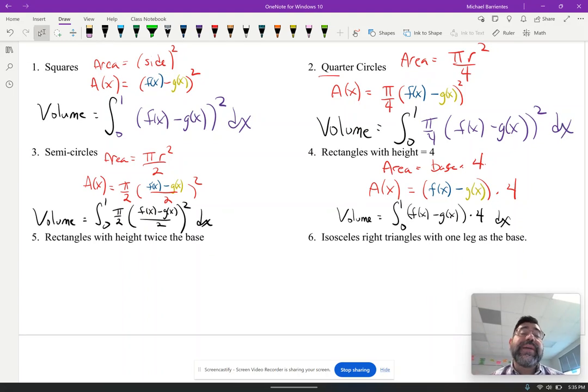Do you see how it all depends on what the shape of my cross-section is? That's going to determine how I'm going to set up my area function, and then how I'm going to integrate that area function.